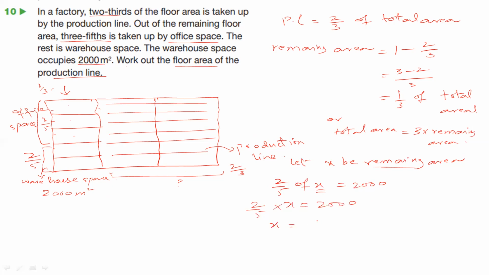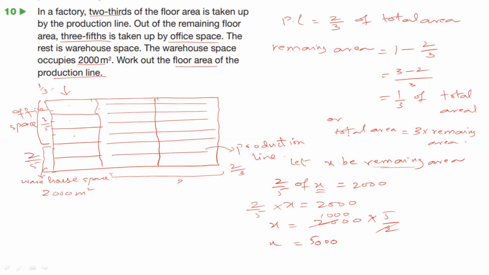And X becomes 2000 times 5 by 2, because 5 is multiplying here on the left side. When it goes to the other side, it comes in the numerator and is multiplied with 2000, and 2 will divide when it goes to the other side. So here we have 2 times 5, 2 times 1, this is going to be 5,000. So X, the remaining area, is 5,000.